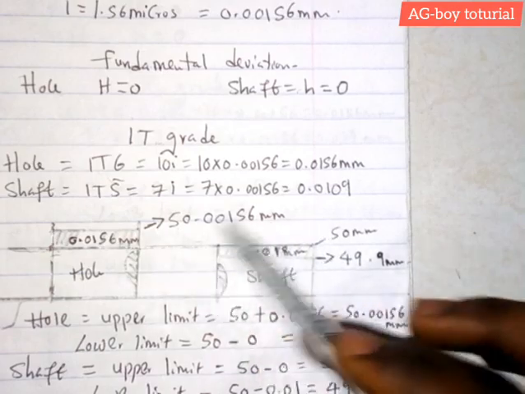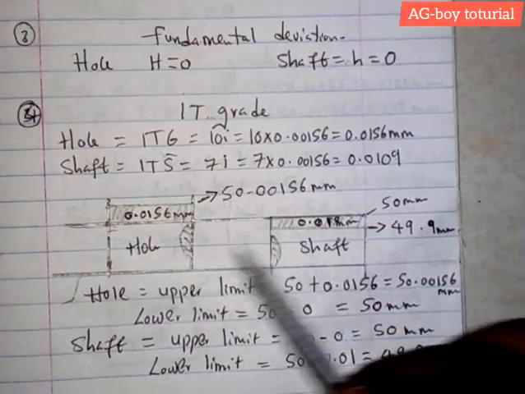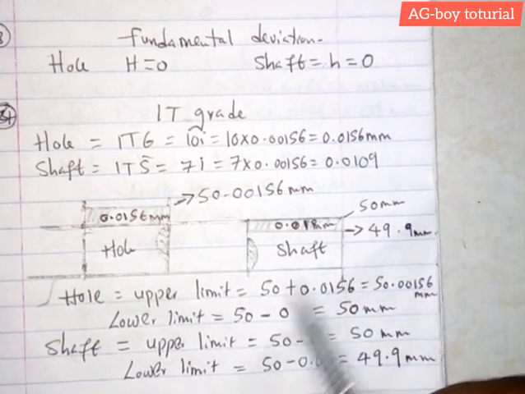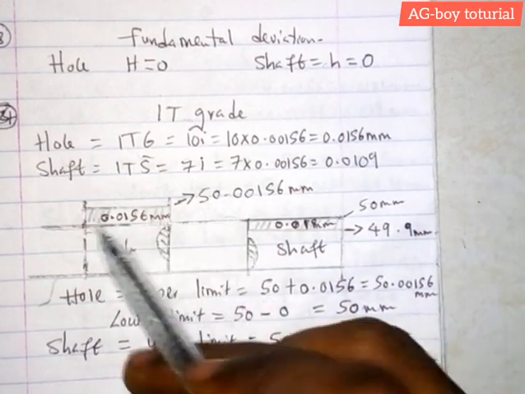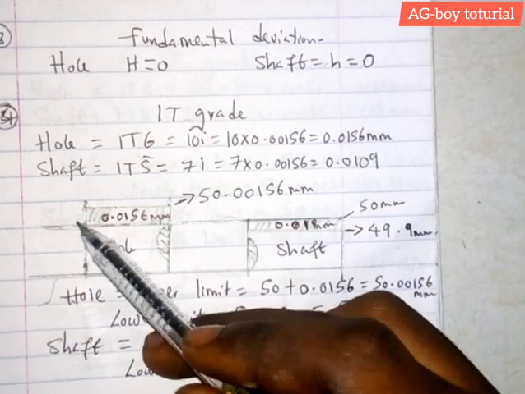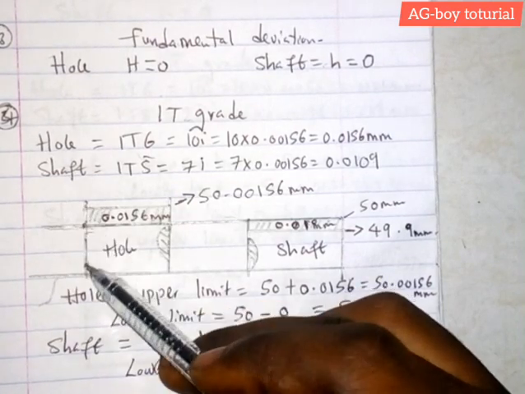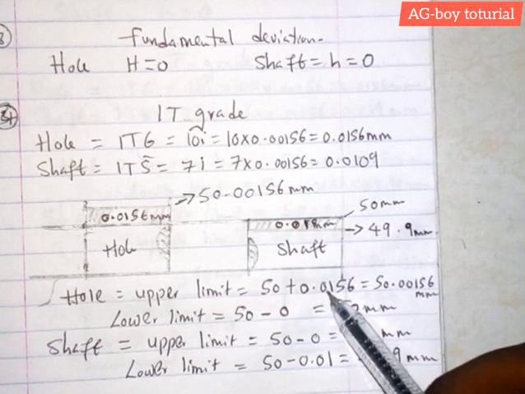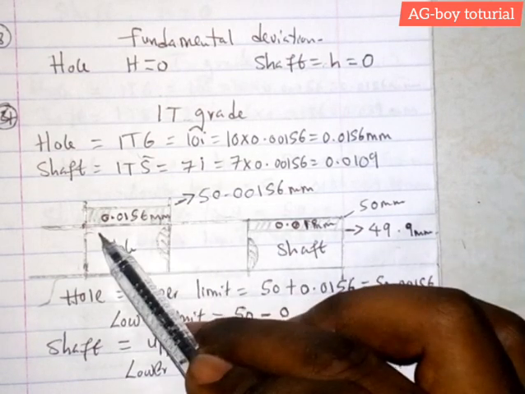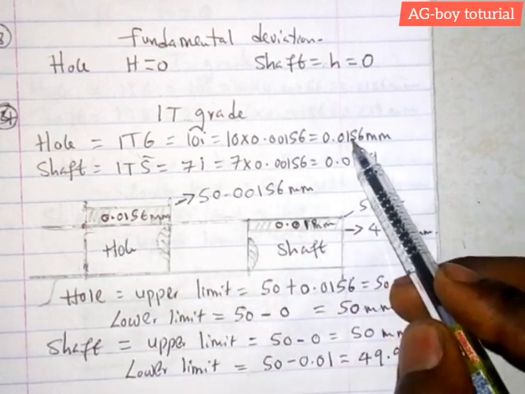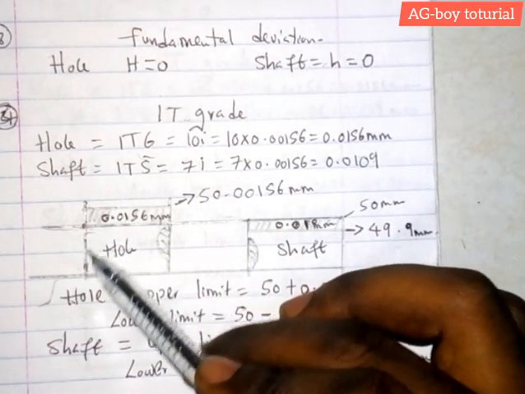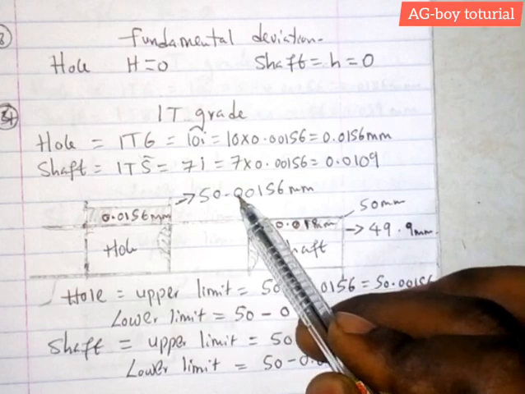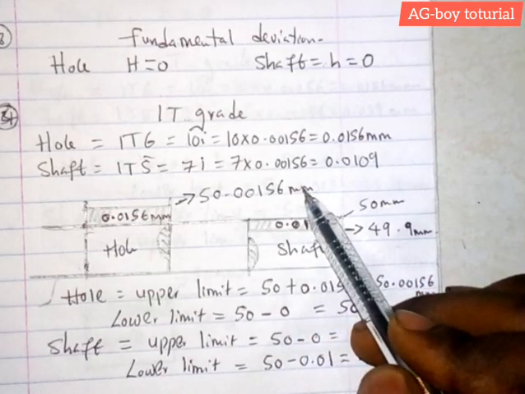So these are our diagram. For us to draw this diagram, our upper limit has a basic size of 50. That is from here to this side is 50. Then our tolerance is 0.0156 for our hole. So these are our tolerance. By the time we add our basic size together with our tolerance, we are going to have 50.0156 millimeters.